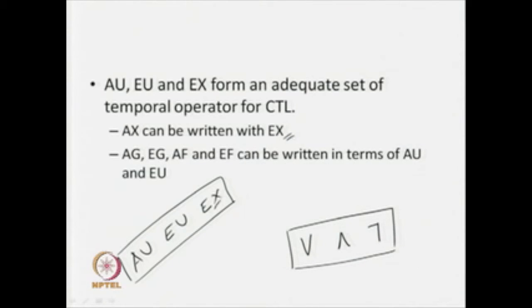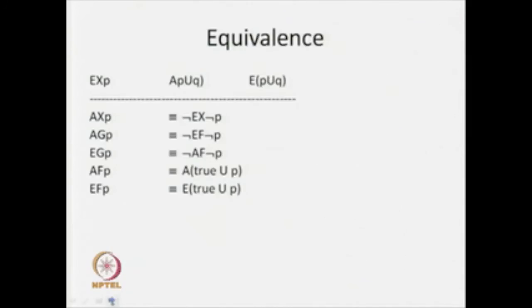So, if I have EX, very well I can go for AX. Similarly, AG, EG, AF, EF can be written in terms of either AU or EU. Okay. So, basically that is why we are saying that these 3 are sufficient to express all the 8 combinations that we have discussed till now. Here is a simple example. I am going to take only EX P, A P until Q and E P until Q. So, this is the adequate set of operators, EX, AU and EU.